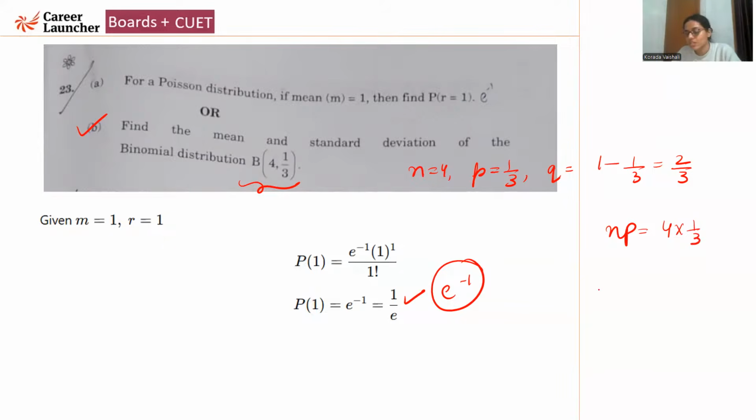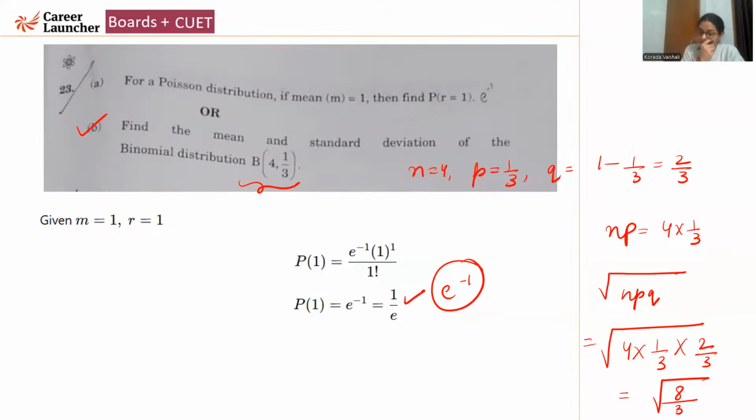And standard deviation is basically under root of npq. So this is equal to n की value 4 है, p की value 1 by 3 है, and q की value 2 by 3 है. So you can solve this down. Under root 8 divided by 9 is the answer. You can simplify this further. आप 8 को लिख सकते हो 2 under root 2 and 9 को तो हम बाहर निकाल ही सकते हैं. So this is the part B of question number 23.